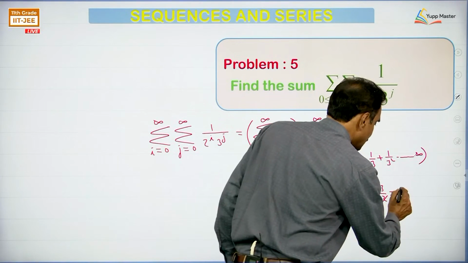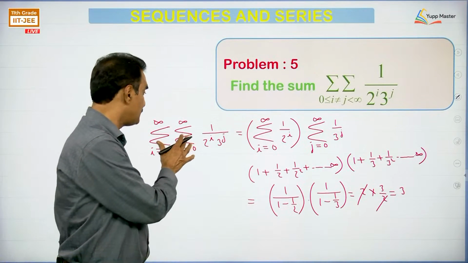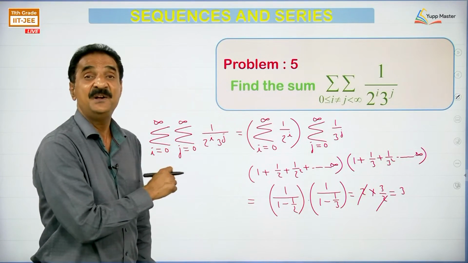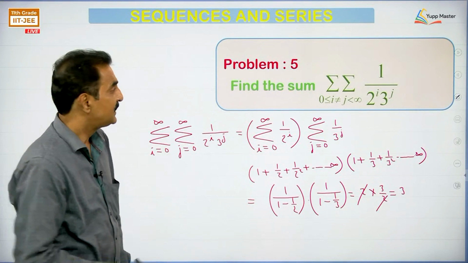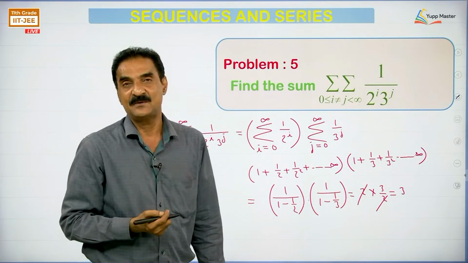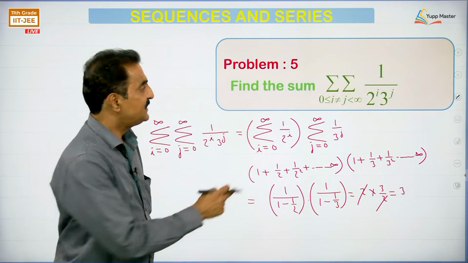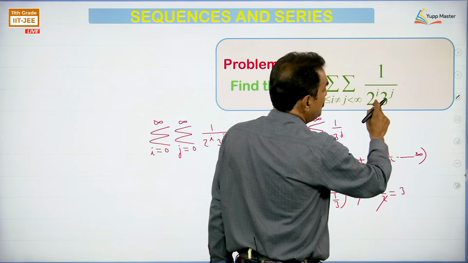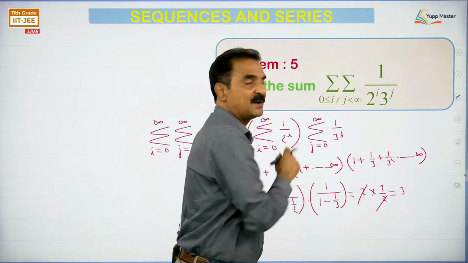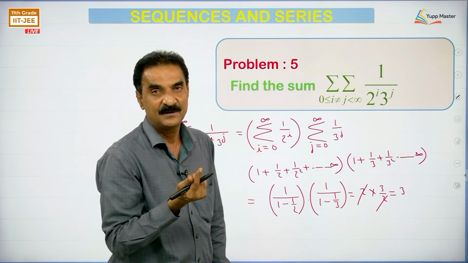3 cancels, we get 3. What is this? 3 is the sum of the series given when i and j are independent of each other, but the restriction is i cannot be equal to j. Now let us check what happens if i is equal to j. If i is equal to j, then this becomes 1 by 2 power i into 3 power i. When i is equal to j, no need to write 2 sigmas. You can take only a single sigma because there is only one variable, is it not?